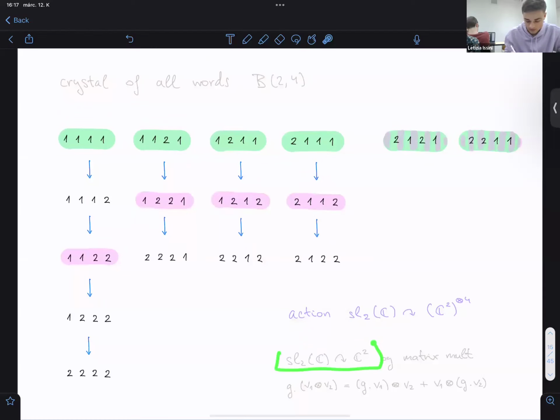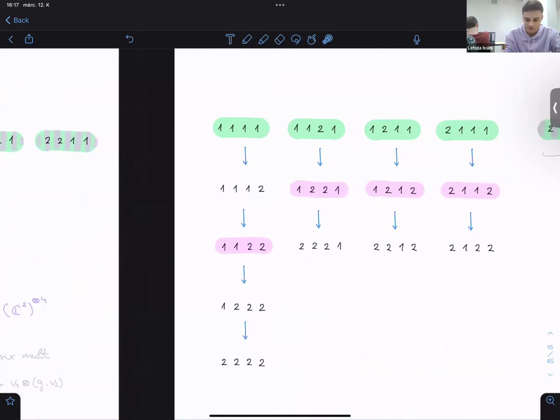So SL2C acts on C2 by matrix multiplication, and this action extends to the tensor product by the usual thing on Lie algebras, the derivative of the diagonal action. But if you haven't seen this, it's not so important. And then, so this picture is referred to as a crystal of all words in 2 letters of length 4. And admittedly, the connected components, which are the irreducible representations, are a bit dull because they're just strings. But the multiplicities are still quite interesting.